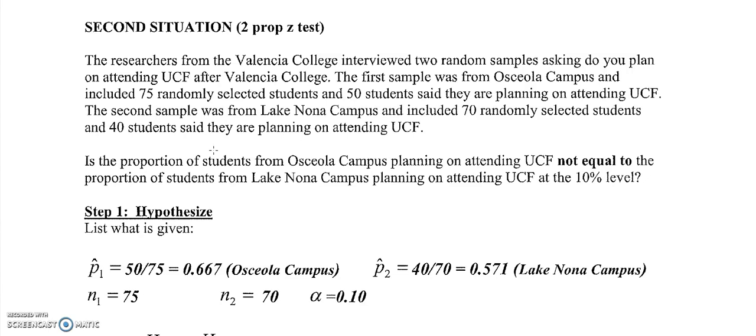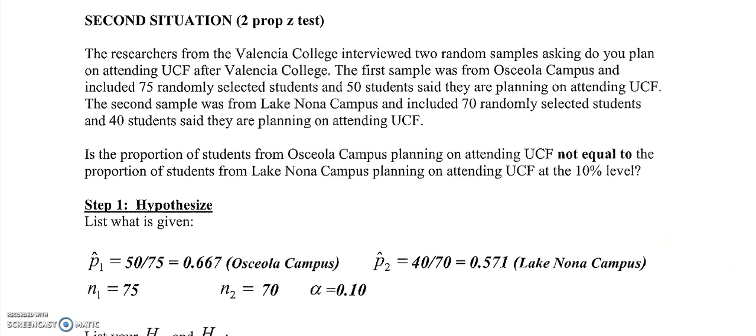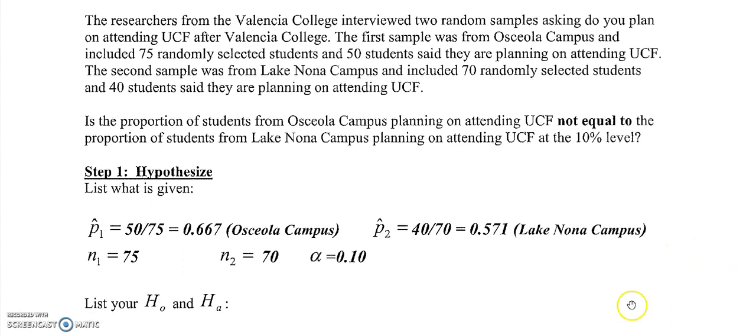So in this case, we have 2 separate groups. We have 2 proportions. So we're going to organize the data and say that proportion 1 is Osceola campus, and 50 out of 75, 0.667, will be attending UCF. And population 2 is Lake Nona campus. That's 40 out of 70, where 0.571 will be attending UCF. So N1 is 75, N2 is 70, and the alpha is 0.10.